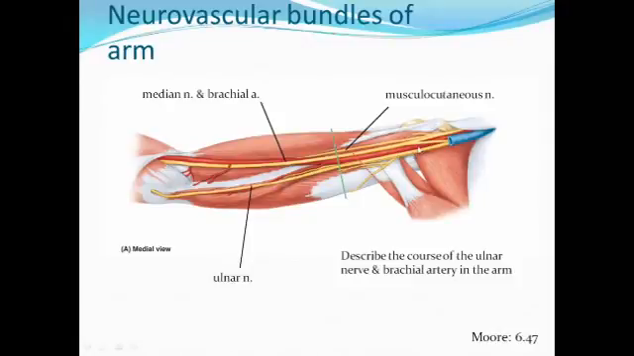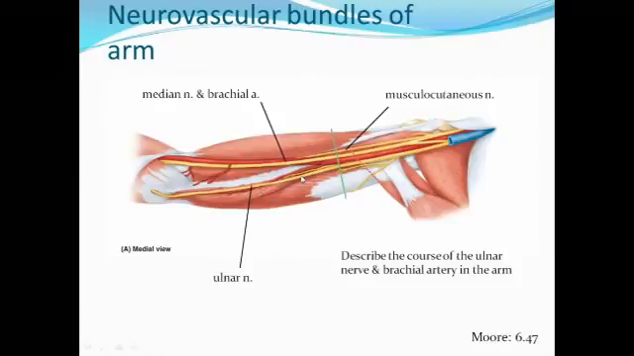Things to identify here are the musculocutaneous nerve, the median nerve travelling along with the brachial artery, and also we can see the ulnar nerve. And we will take a moment now to identify these structures on a model of the upper limb.